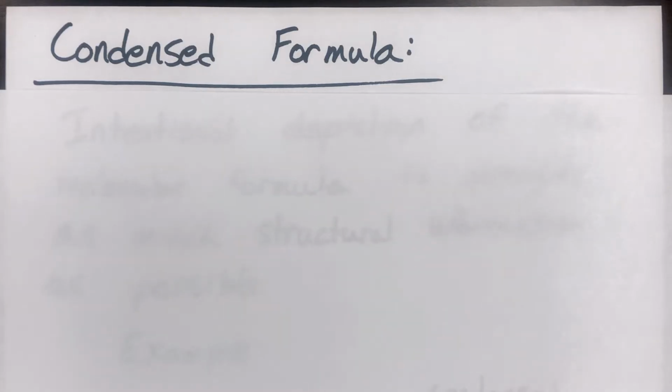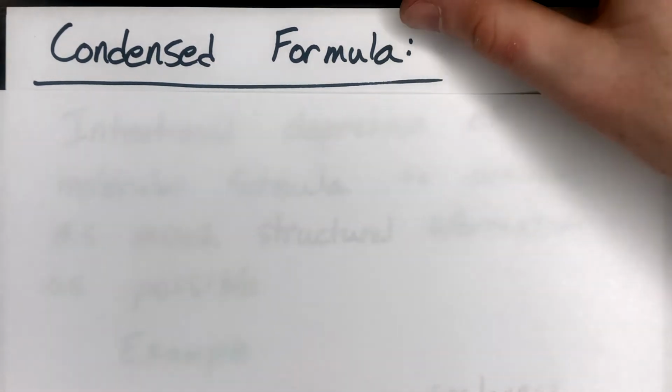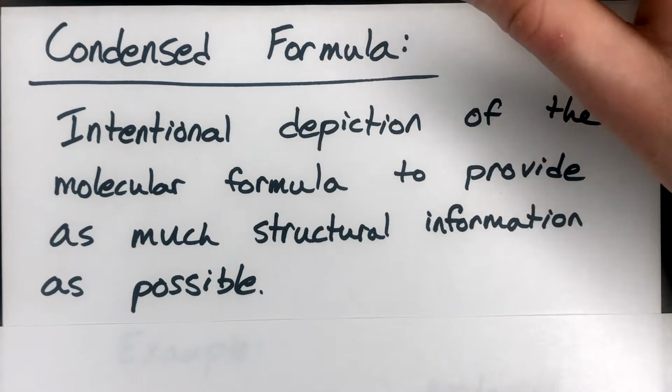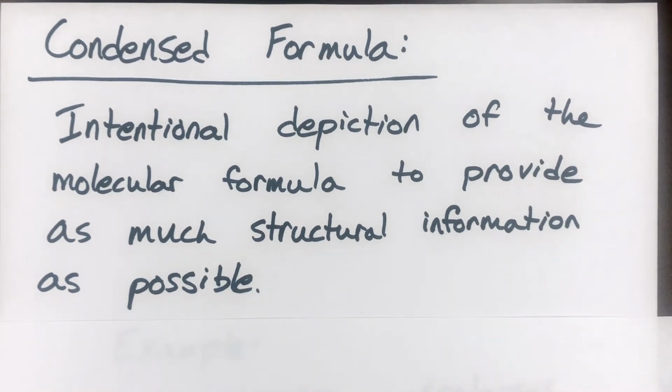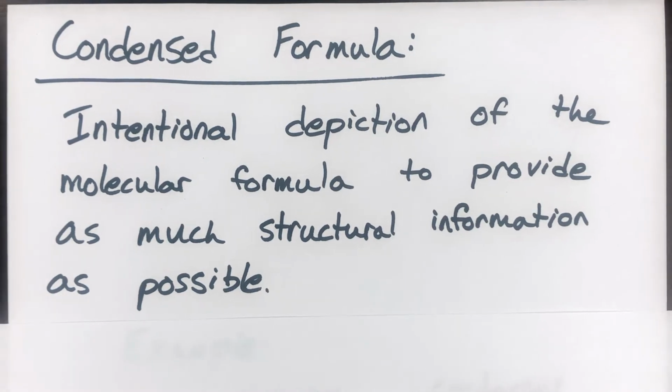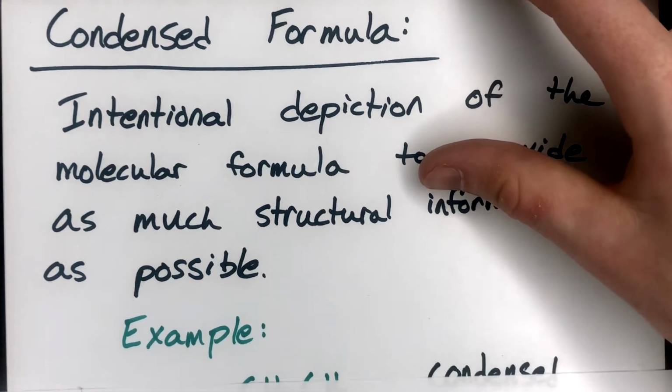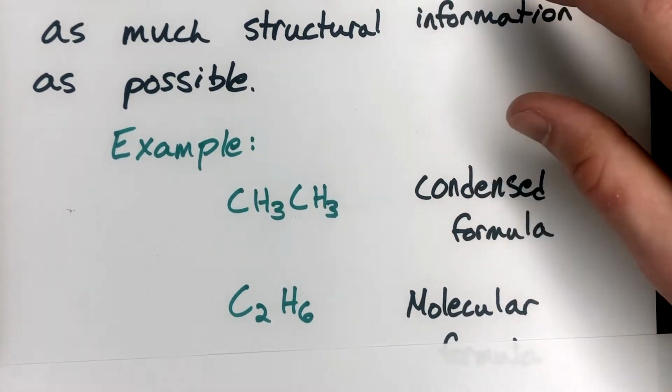Okay, the next type of representation that we'll talk about is the condensed formula. The condensed formula is an intentional depiction of the molecular formula to provide as much structural information as possible. So this is related to the molecular formula, but it's different in the sense that the atoms are arranged in the condensed formula to lead you to a Lewis structure or Kekulé structure, or even a skeletal structure.